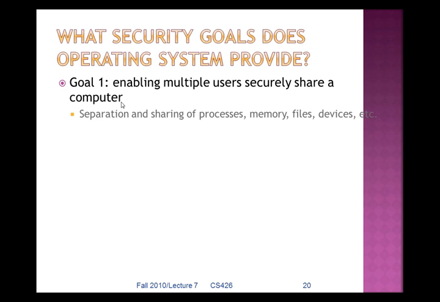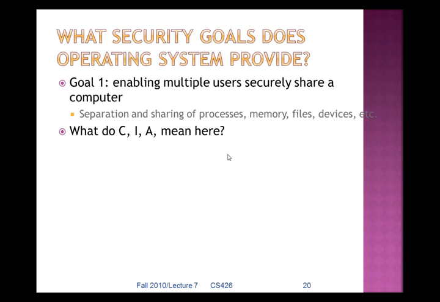Suppose there is only one printer and all the persons of the organization use the same printer. That is your printer sharing. So it is the goal of the operating system to provide printer sharing, so that if I am sitting at my desk, I simply give the Control P command, then the printout will arrive. That is separation and sharing of processes, memory, files, devices, etc.